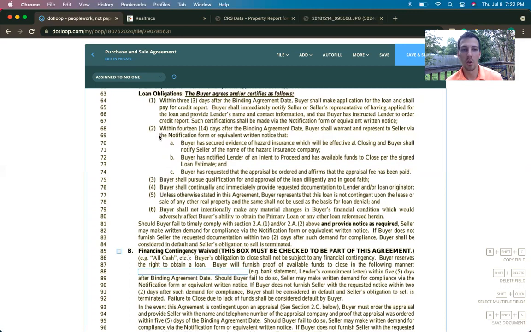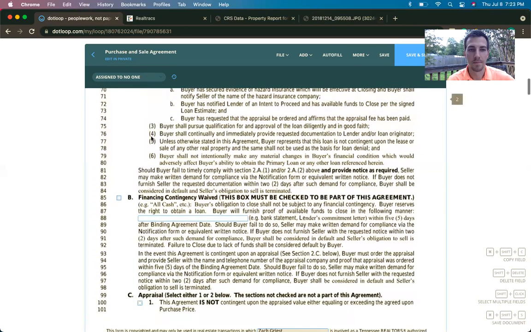And also number 2, within 14 days, the buyer shall warrant and represent to seller via the notification form that buyer has secured evidence of hazard insurance, has notified the lender of the intent to proceed, and has requested an appraisal be ordered and the appraisal fee has been paid. There's a lot in there, but if you represent the buyer, you need to be on top of them with all these deadlines because you don't want them to miss a deadline and lose out on the house.